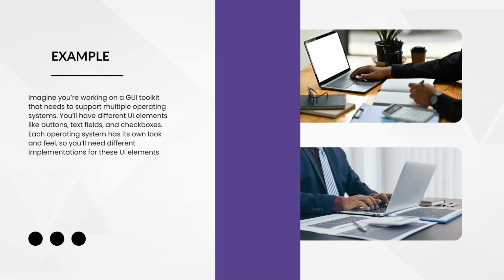Abstract factory pattern is beneficial when a system needs to be independent of how the products are created, composed, or represented. You'll need to enforce that related objects are used together. You want to provide a class library of the products and you only want to expose their interfaces, not their implementation. Let's see the example.